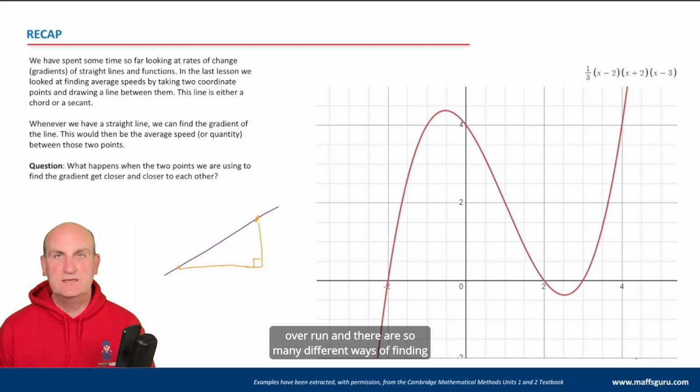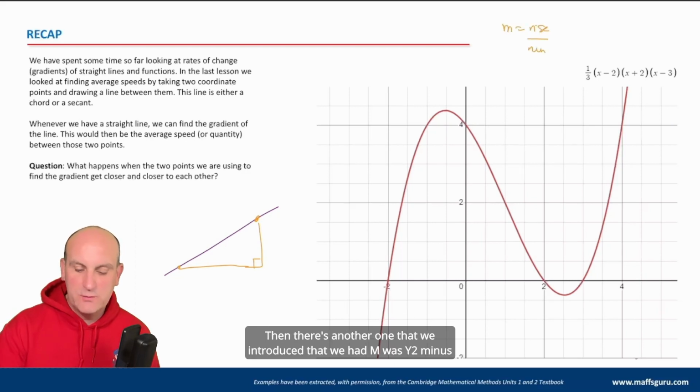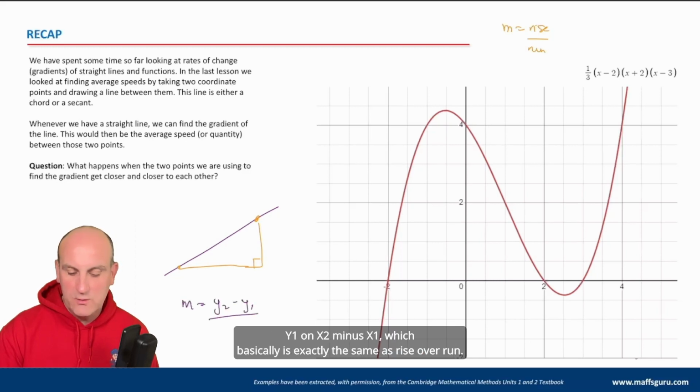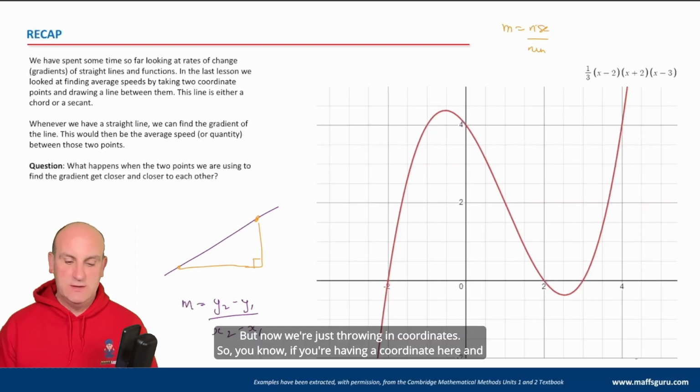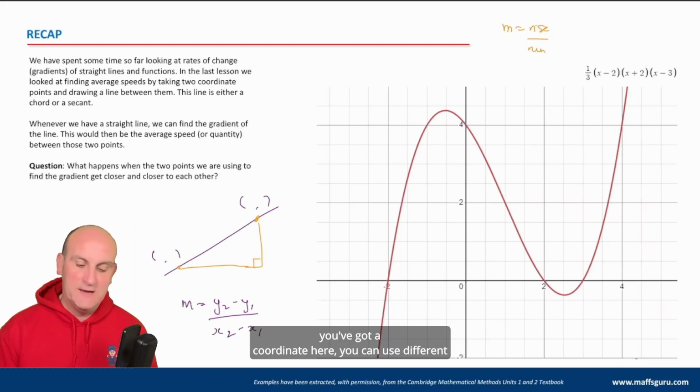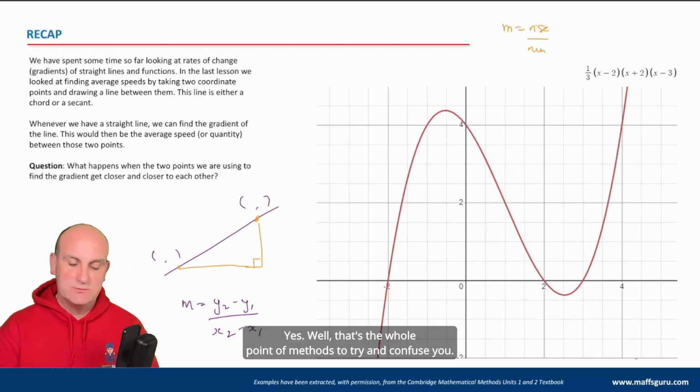so many different ways of finding the formulas, because you've got that the gradient is rise over run, and then there's another one that we introduced that we had m was y2 minus y1 on x2 minus x1, which basically is exactly the same as rise over run, but now we're just throwing in coordinates. So if you're having a coordinate here and you've got a coordinate here, you can use different formulas and it all just gets very confusing, doesn't it? Yes, well, that's the whole point of methods, to try and confuse you.